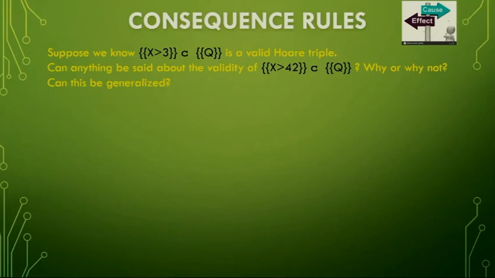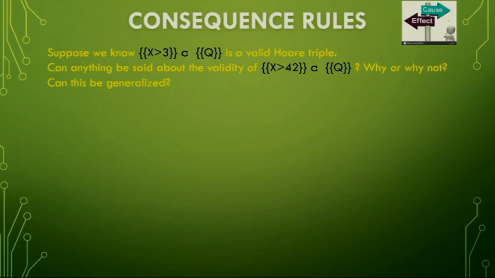What I want to know is, what about this? Is this a valid Hoare triple? What do you guys think? Okay, so I saw you nodding and I saw you shaking your head. Why don't we start with Linda? Why do you say it's not necessarily true? Because x can be bigger than 3 but less than 42.